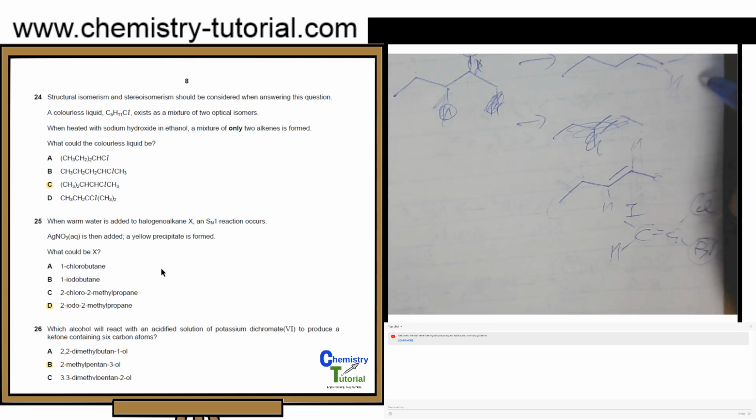So over here, you have 1 and 2 because you have cis trans over here. So you actually have 3 possible alkenes. Hence, option B is out.